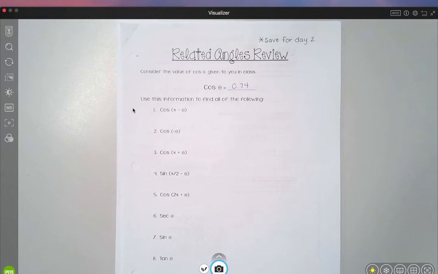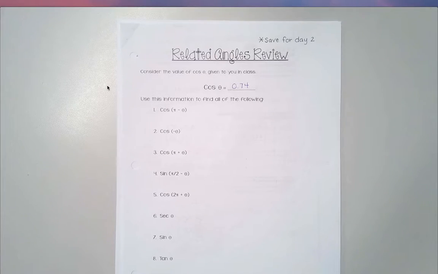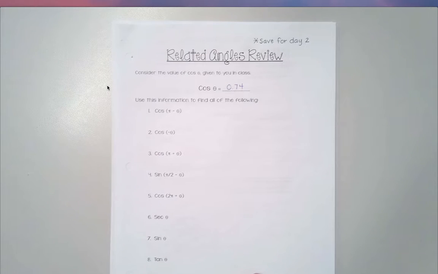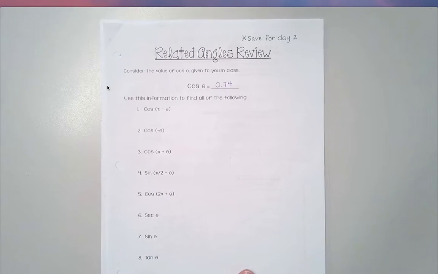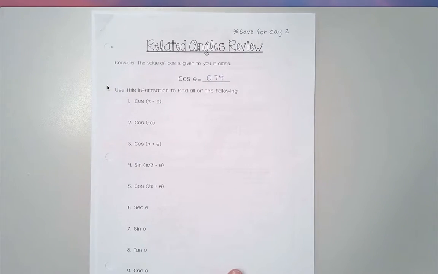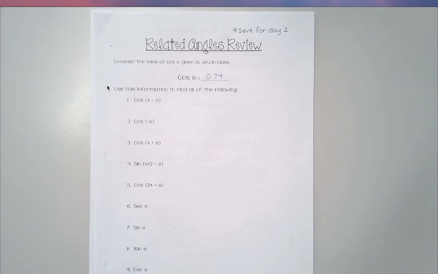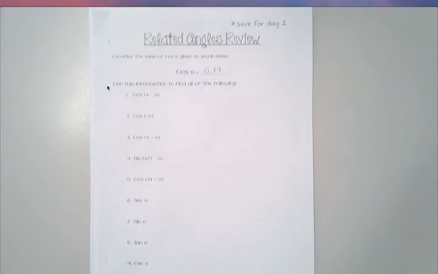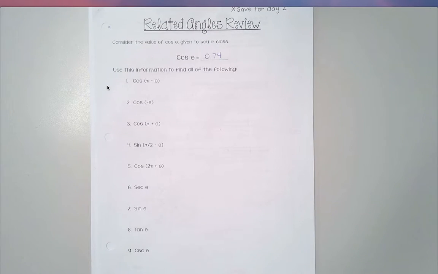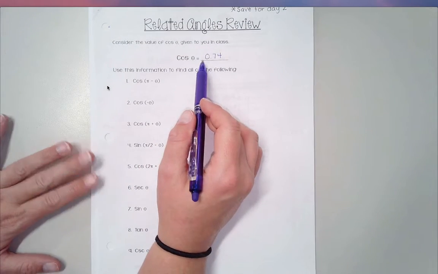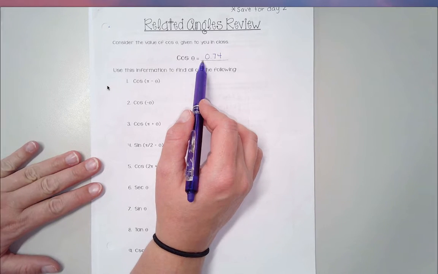I wanted to do just a quick tutorial on this page in your packet on related angles. Like I mentioned in class today, this is really the same content as what's covered in section 4-4, but I felt like this was a much more straightforward, all in one place type review. So I just gave you a number here for cosine. I gave this to you in class today in case you missed it.